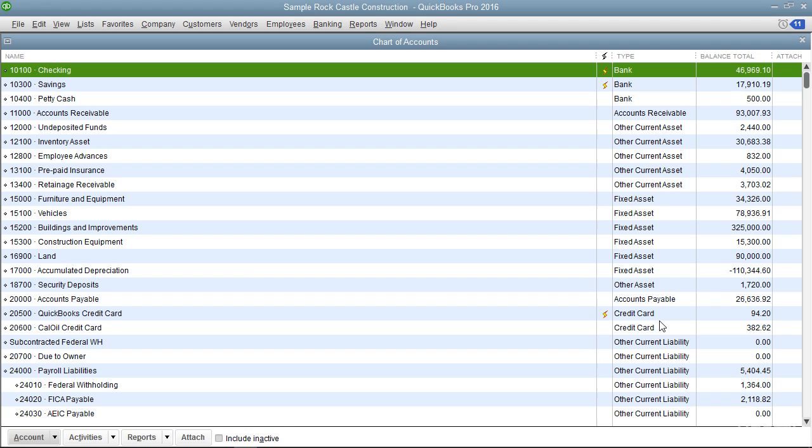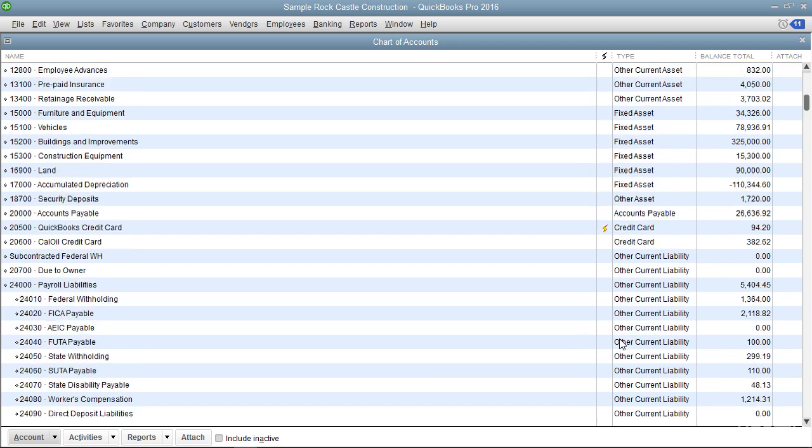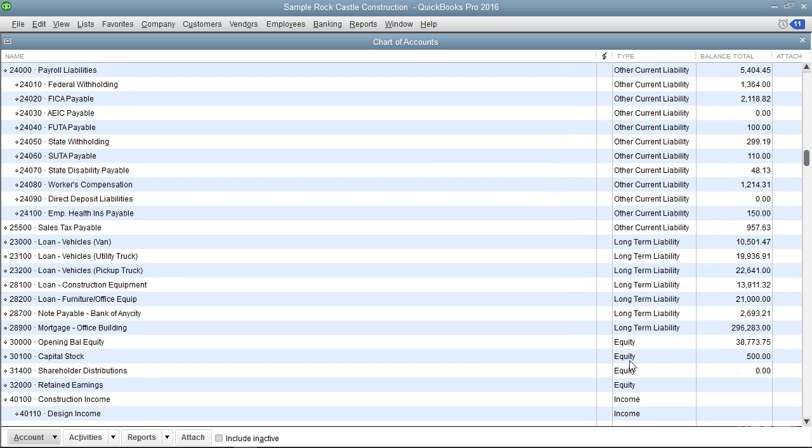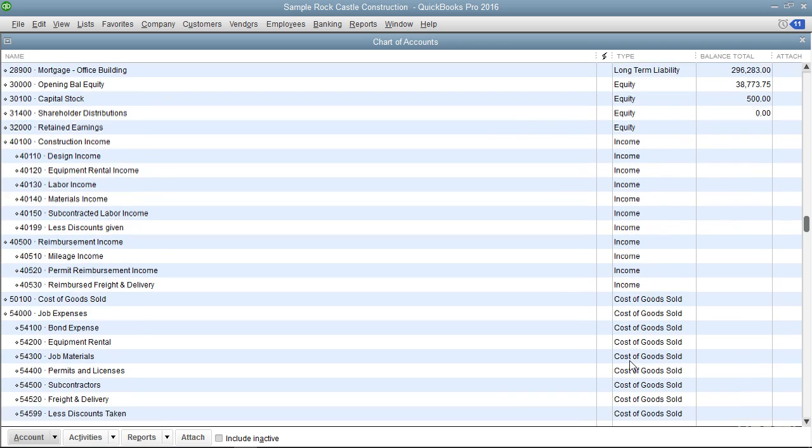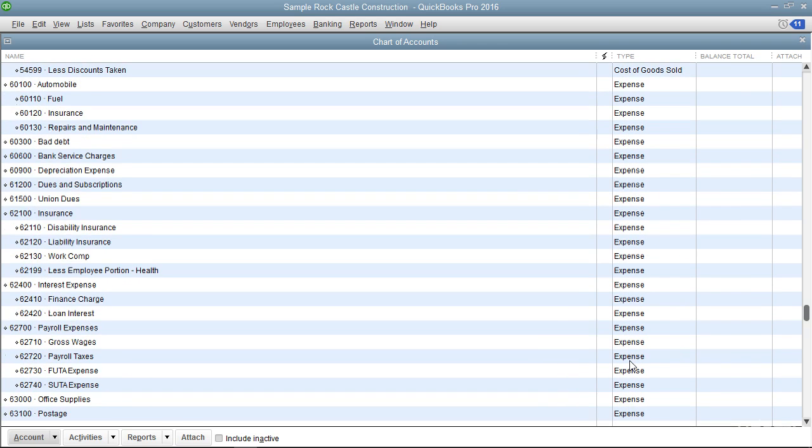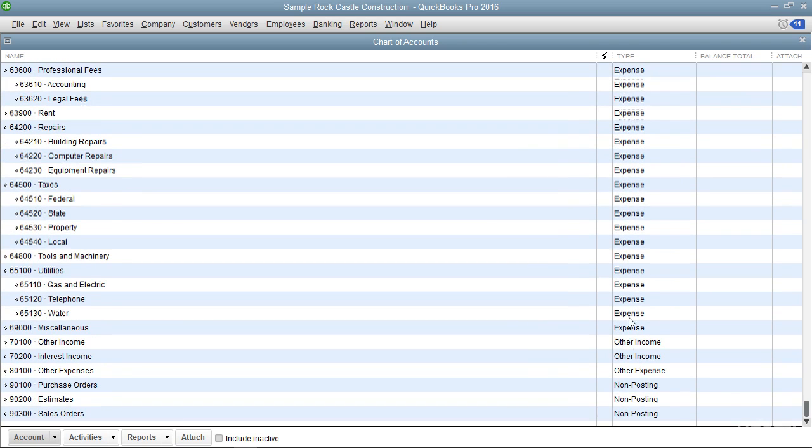The chart of accounts has a default sorting method. Assets are listed at the top, followed by liabilities, and then equity. These accounts are also shown in the balance sheet report for your company. Following these accounts within the chart of accounts window are the income accounts, followed by the cost of goods and expense accounts. These accounts will appear within the profit and loss report. At the very bottom of the chart of accounts are accounts used for non-posting transactions like purchase orders and estimates.